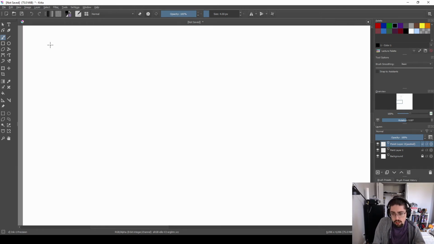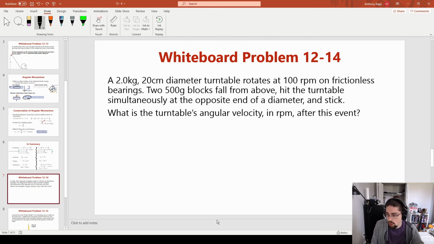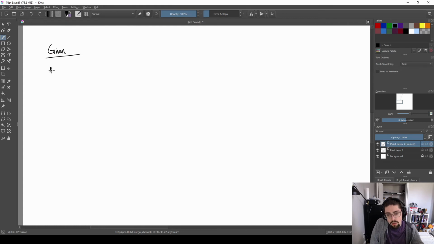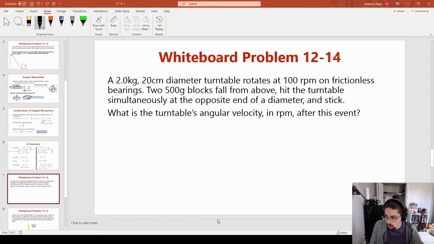I've got a turntable that has a 20 centimeter diameter. So that is a flat disc that has a certain mass to it. Let me go ahead and say that my mass, 2 kilograms, that's big M. My little mass, each of these blocks, is going to be 0.5 kilograms. I keep forgetting this already, 20 centimeter diameter, which means 10 centimeter radius, because I hate diameter.